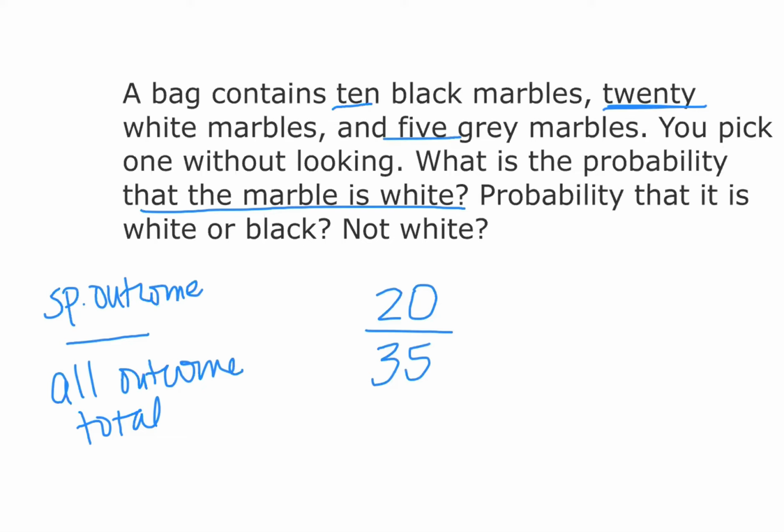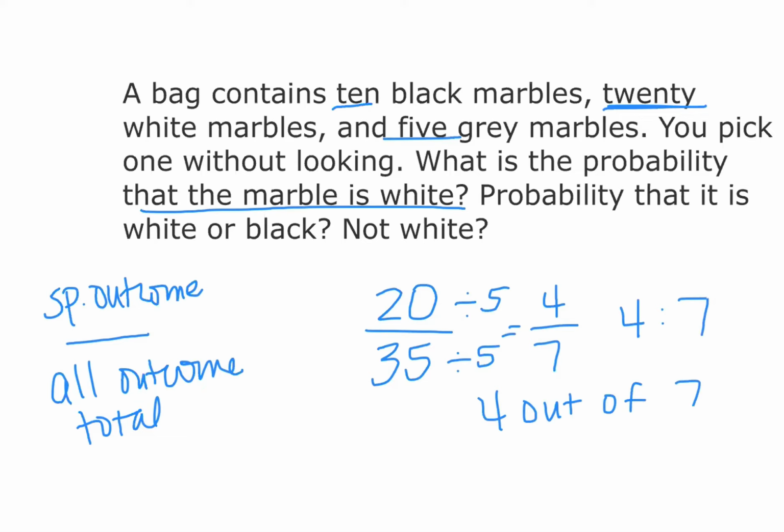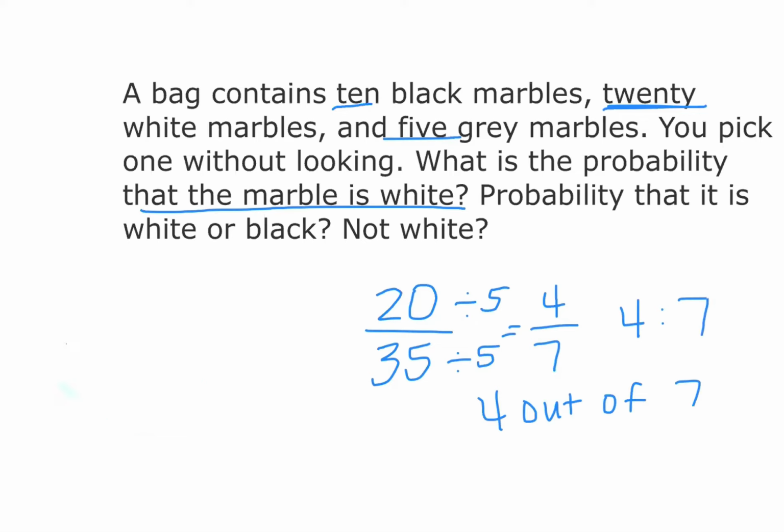Okay? So now we're going to simplify this like we do with any fraction. We can divide by 5 both on the top and the bottom, and we get 4 out of 7, which can be written as 4 out of 7 in words as well. It's the same thing. But when we're calculating, we always write it as a fraction, so it's easy to simplify. All right. Any questions so far? No, I get this. Okay, good.